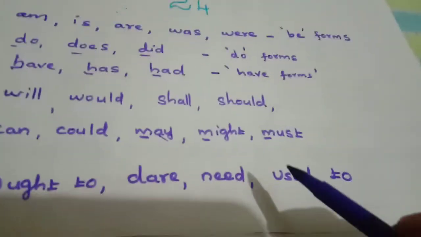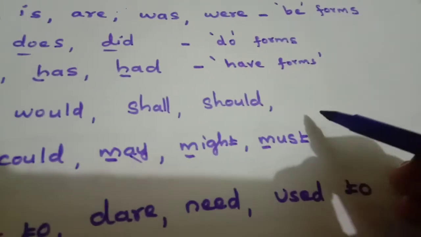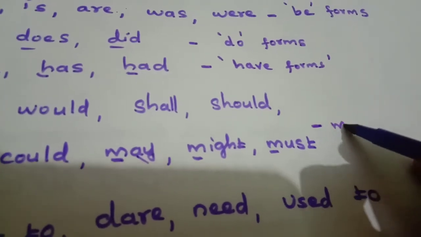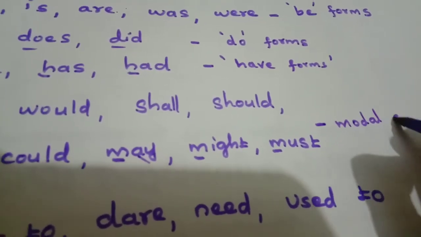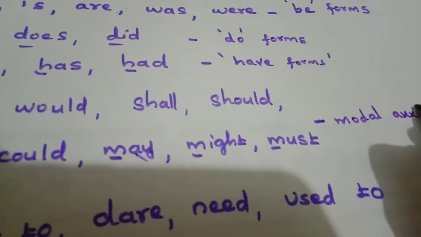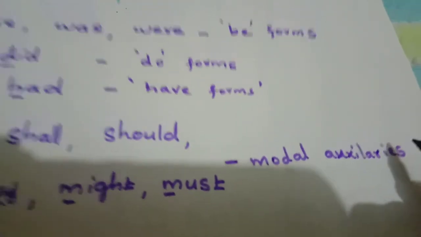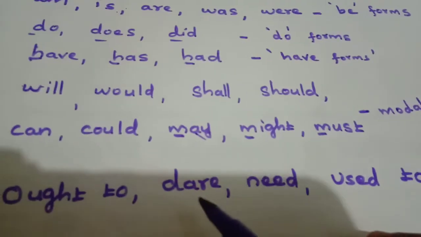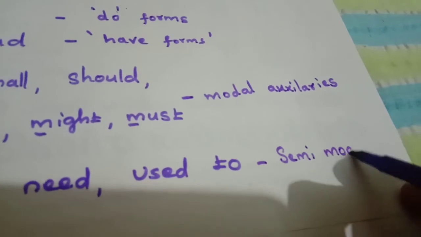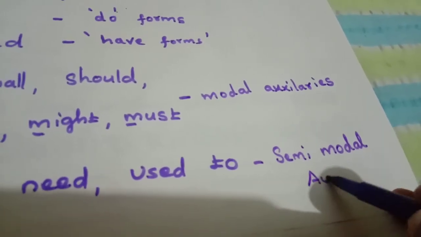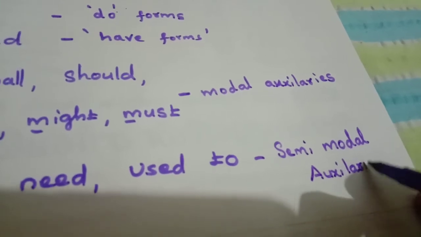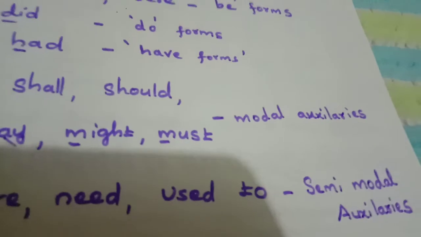Then will, would, shall, should, can, could, may, might, must: these are modal auxiliaries. Then ought to, dare, need, used to: they are semi-modal auxiliaries. Have you got it, my dear students?